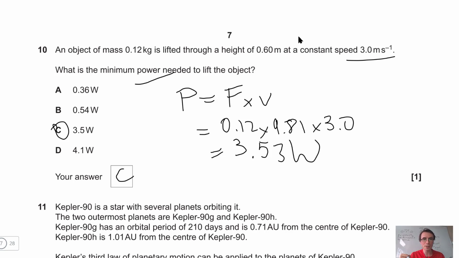Now notice, because it's moving at a constant speed, this height doesn't really matter. It will still take in the same amount of joules per second. So they're trying to trick us by giving us a little bit of excess information.